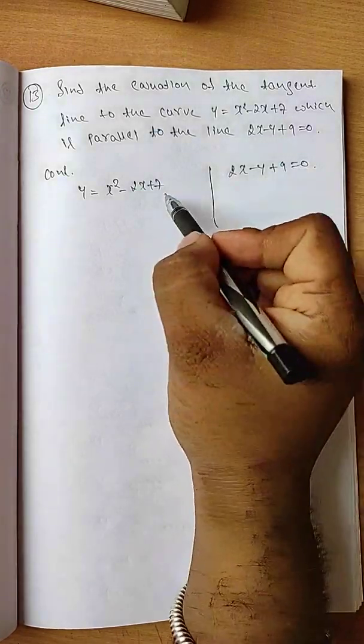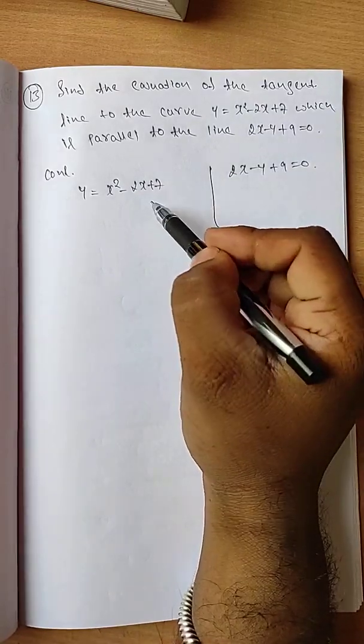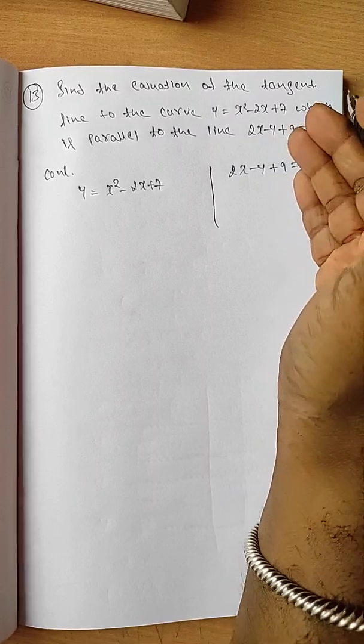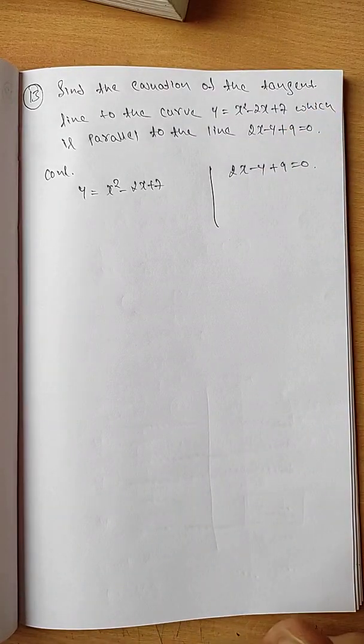Here, since these two lines are parallel, the slopes are equal. Means the slope is given, the curve is given, you want to find the point here. So we get the point and we get the slope, then we can easily find the equation of a line. Is it clear?